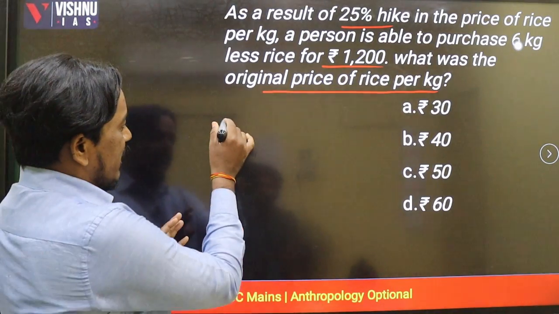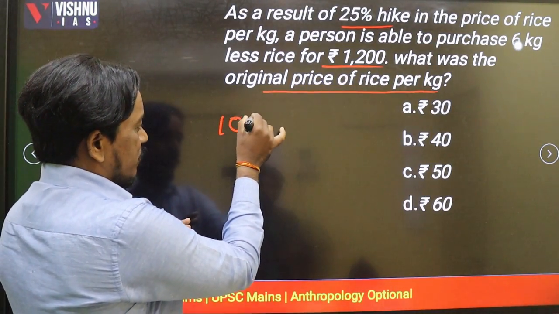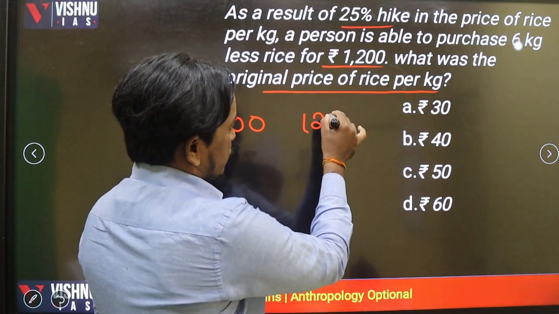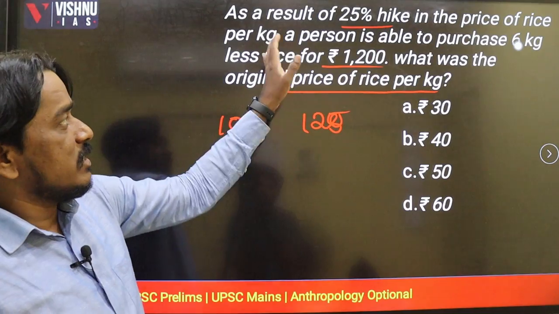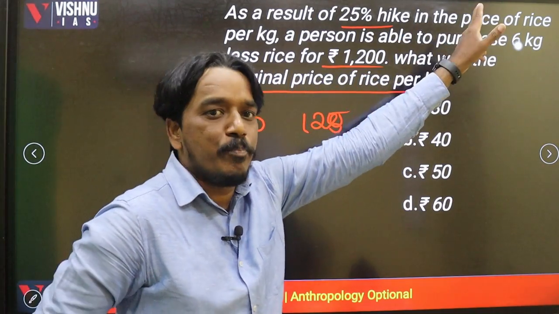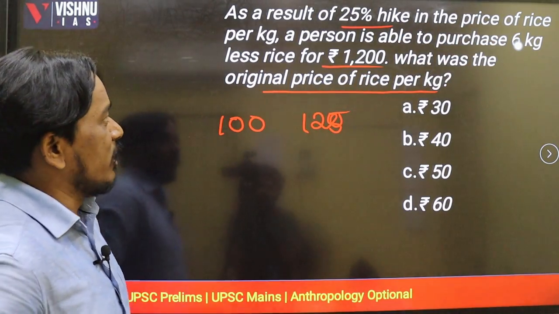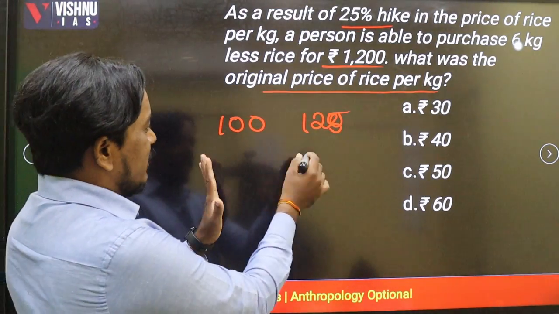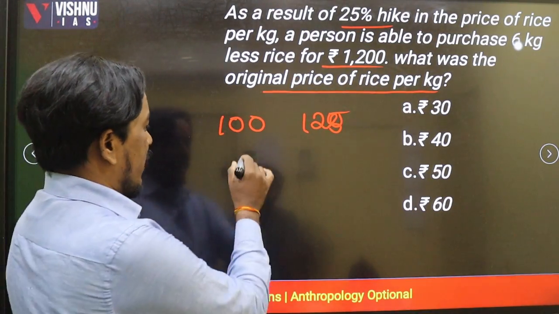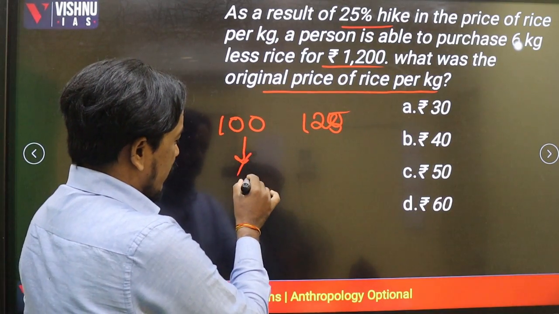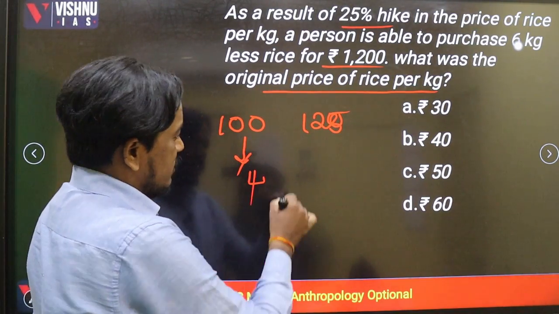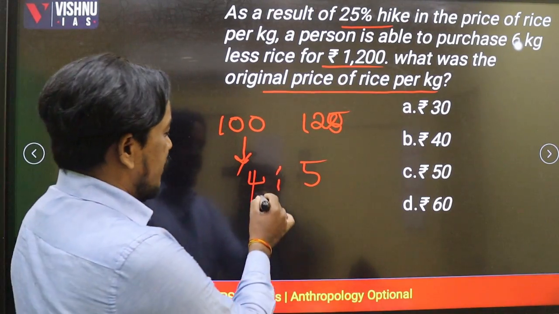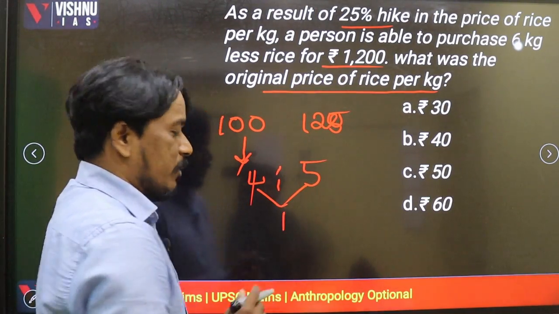Just assume, basically, the initial price is 100, and after the hike we take 125. As a result of the 25% hike in the price, the person is able to purchase less. If you take the parts, ratio-wise, if you take 100, we will get 4 parts, and here we will get 5 parts. Now the difference between these two is 1 part.